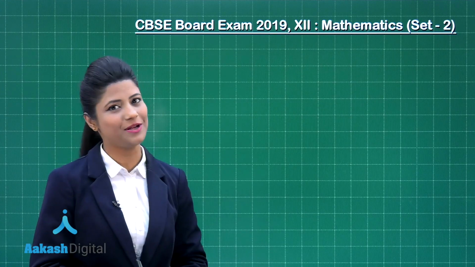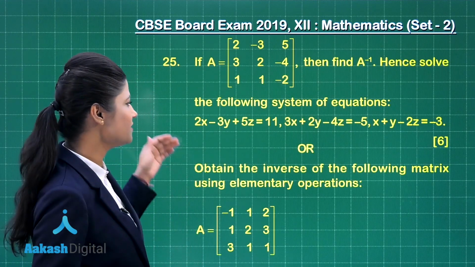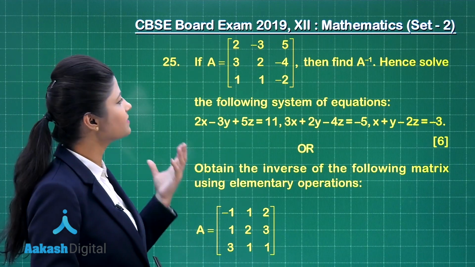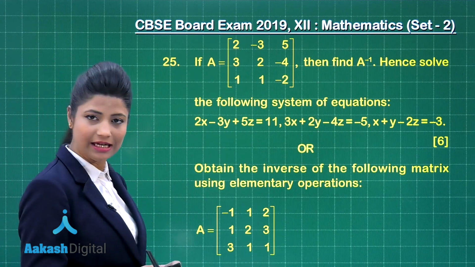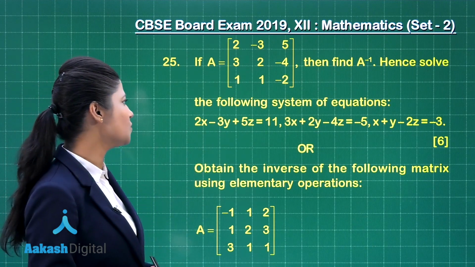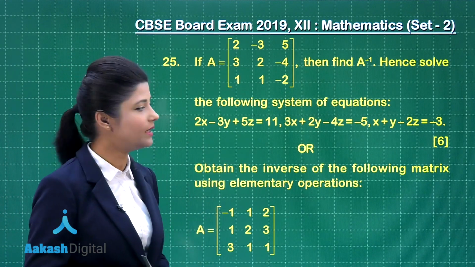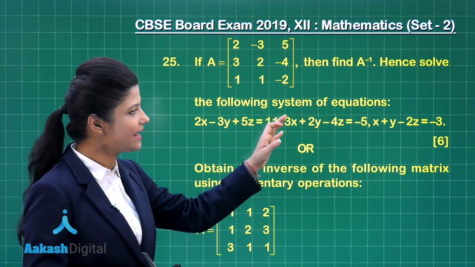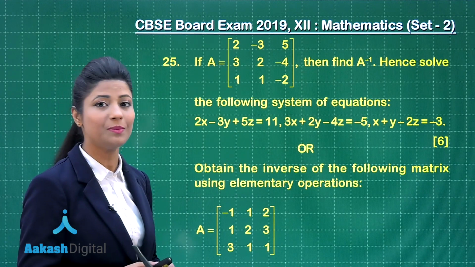Now let's solve question number 25. Here you can observe we have two choices in this question. First choice is that if A is a matrix of order 3, then find A inverse. Hence solve the following system of equations which contains 2x minus 3y plus 5z equal to 11, 3x plus 2y minus 4z equal to minus 5 and x plus y minus 2z equal to minus 3.